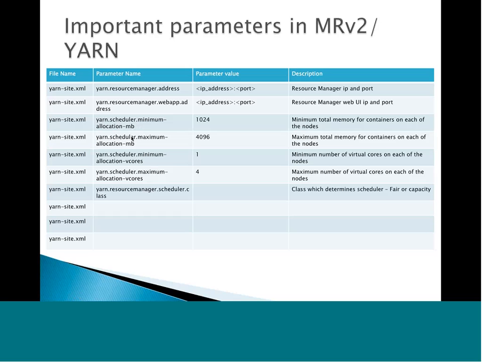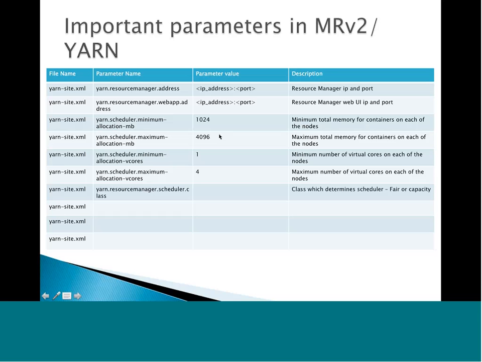I'm sorry, I'm a little confused here. So this is related to schedulers. Schedulers are what we have seen earlier: FIFO, FAIR, and capacity. So how much memory you should allocate, the minimum total memory for containers on each of the nodes.